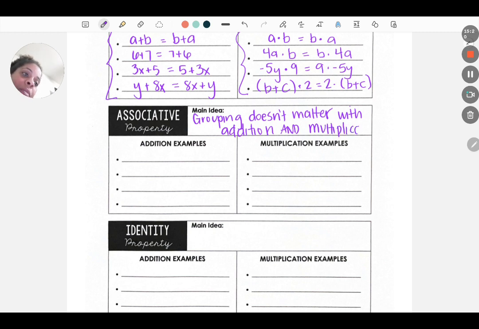Look at me getting better with my writing. Oh, I didn't do it in the lines though. Okay.